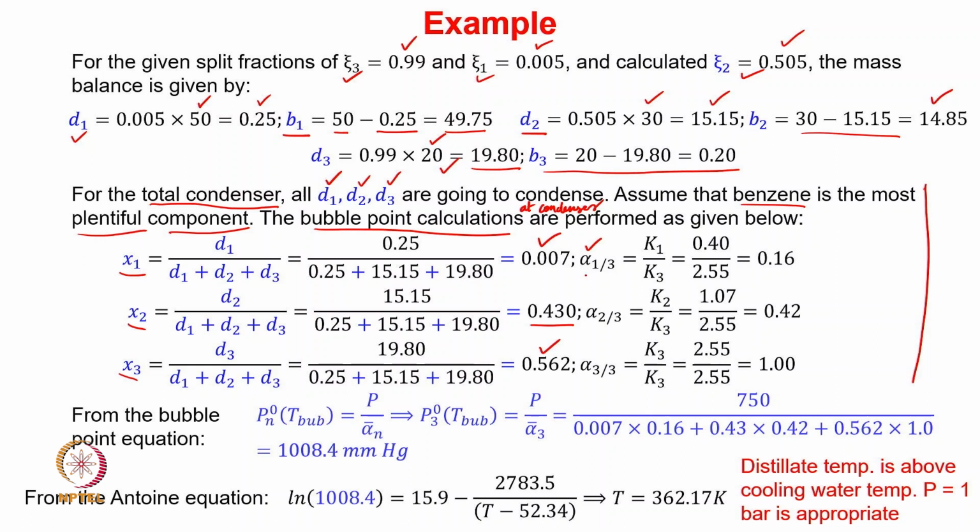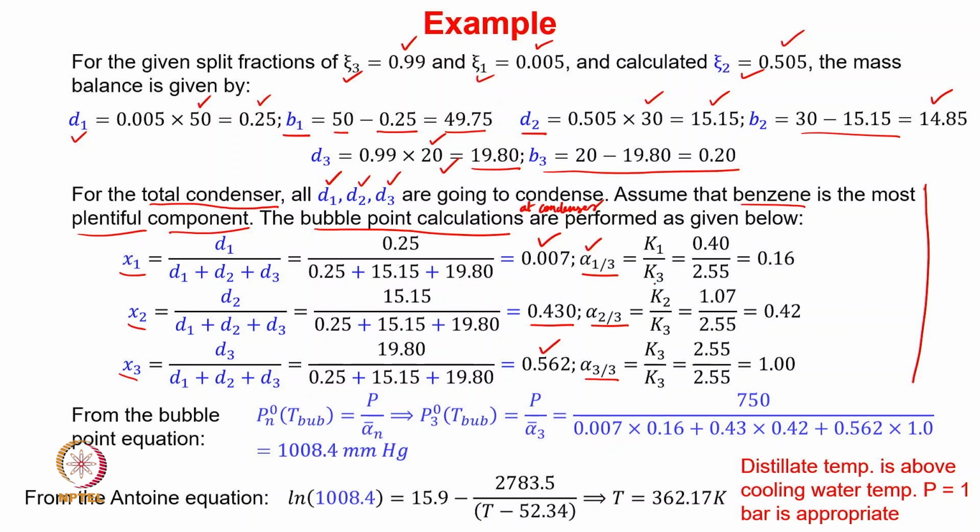So that's why we are calculating alpha 13, alpha 23 and alpha 33. So this is nothing but the relative volatility of the orthoxylene with respect to the benzene, and that will be given by just the ratio of the equilibrium constants. So that is given as K1 by K3.